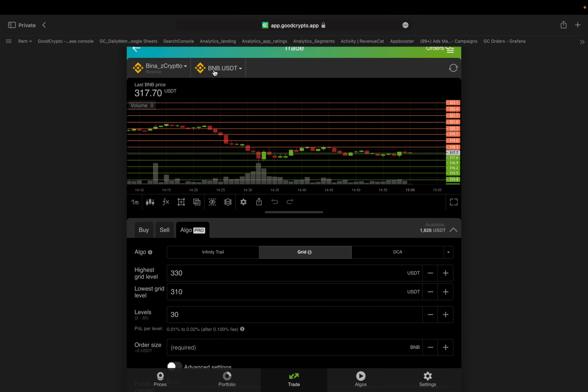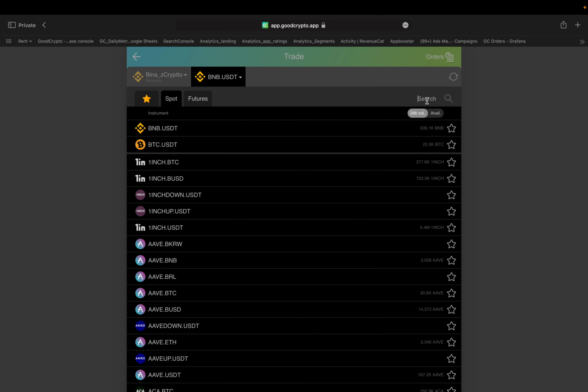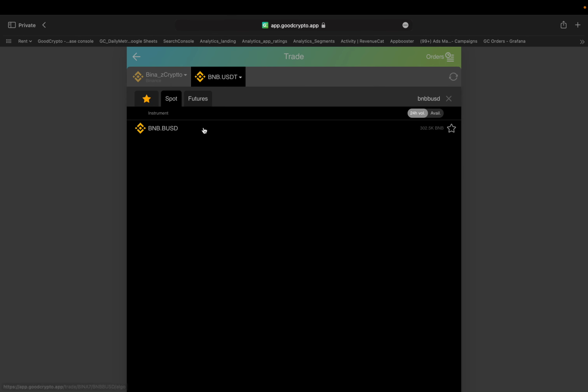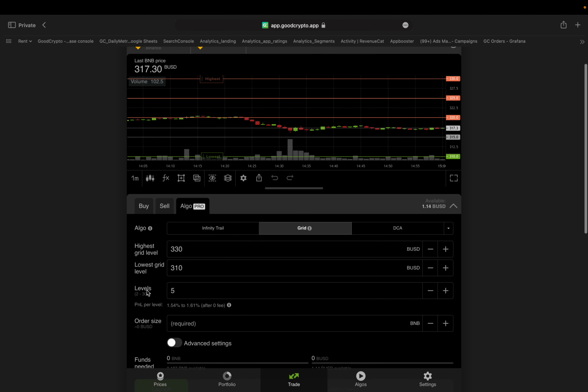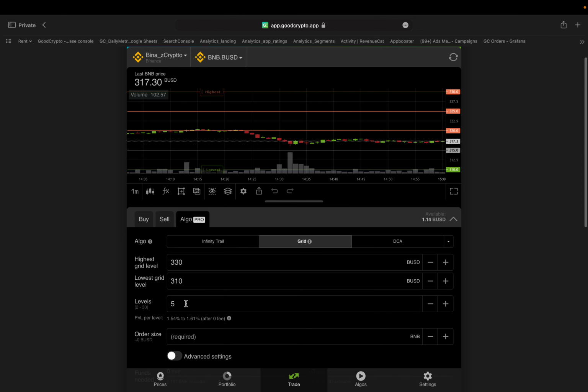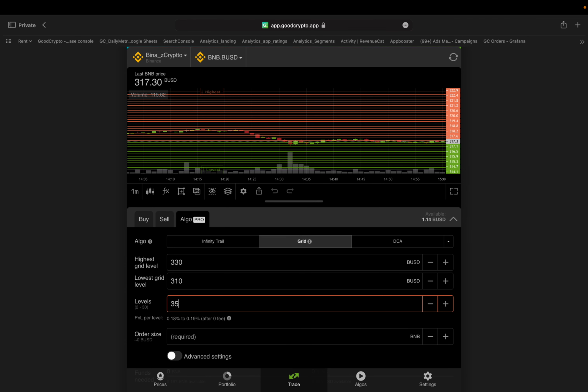For example, if we change here from BNB USDT, we should have this pair, I think, right? BNB BUSD. Here we go. Yep, there is zero fee. So let's go with the same setup, 35 levels. You see, it's the same as BNB USDT with this type of grid, the same highest and lowest grid levels and the same number of levels.